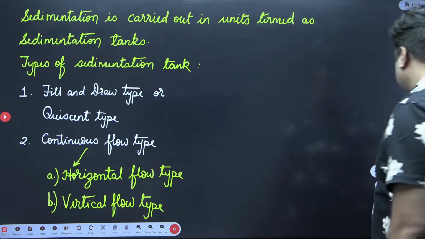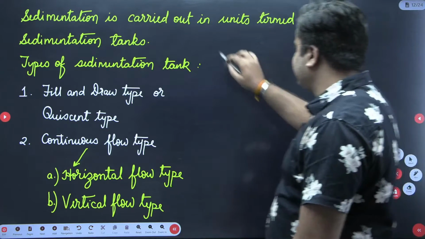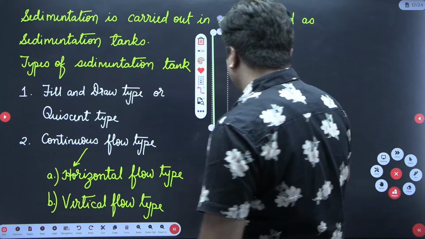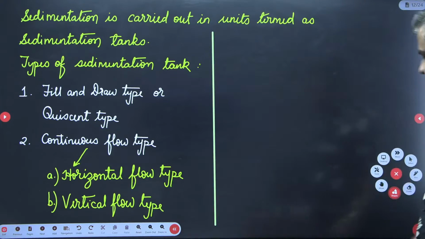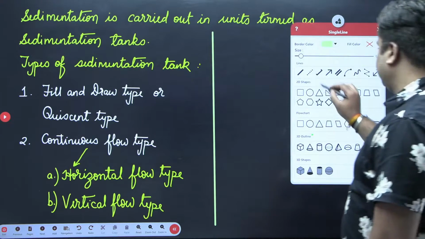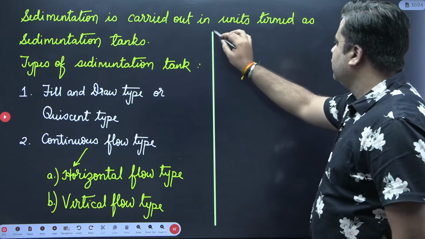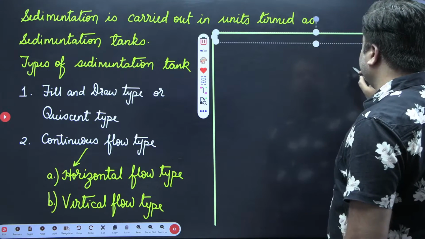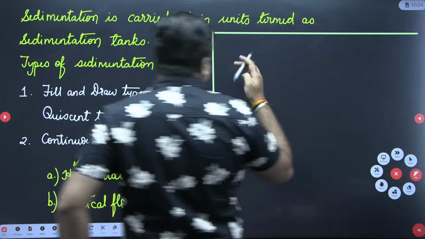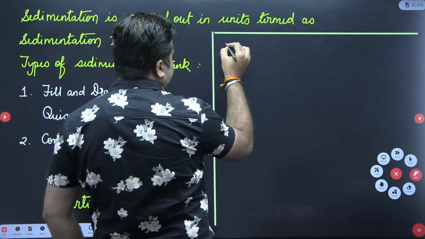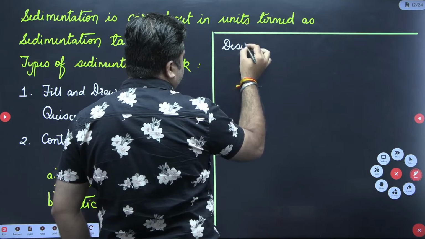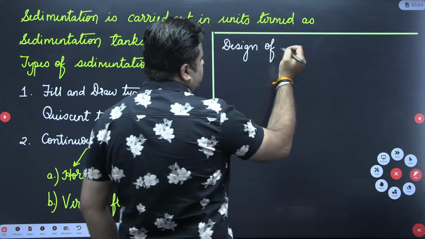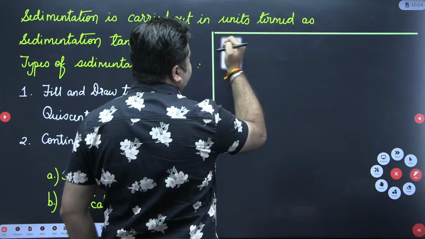Now next, there are different components, right? Basically, if I have to design a sedimentation tank, I have to design different components of the sedimentation tank. Designing the sedimentation tank means designing the components of the sedimentation tanks. So first you see the components of sedimentation tanks.